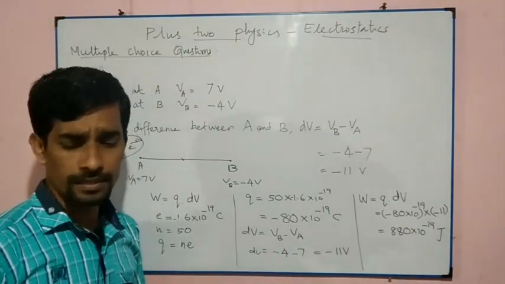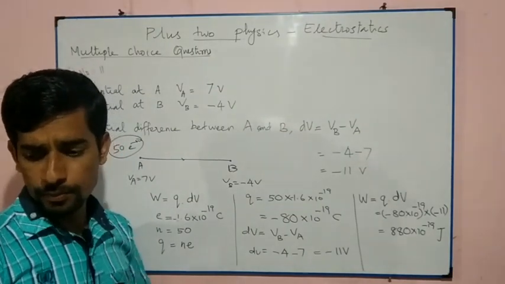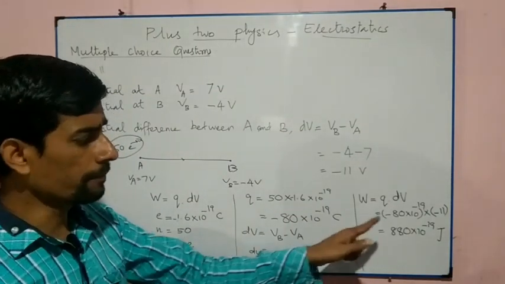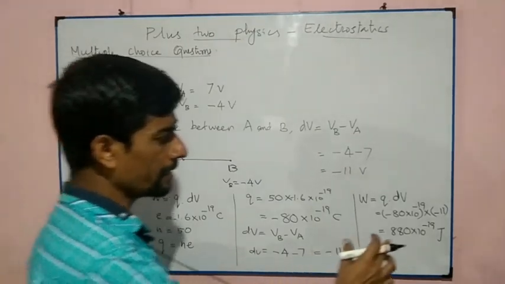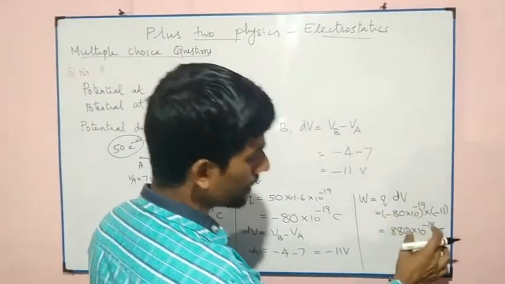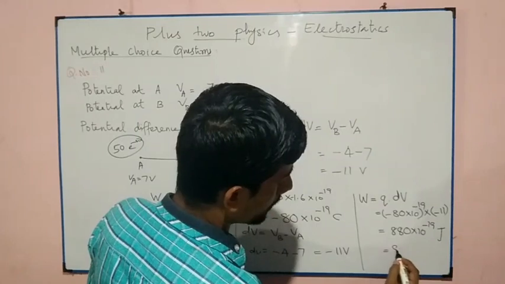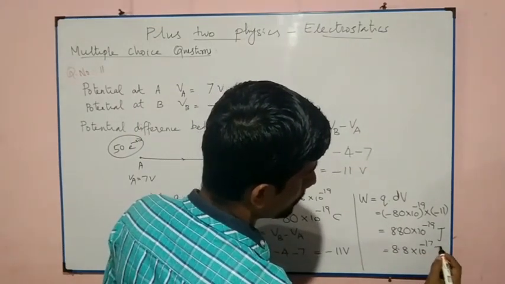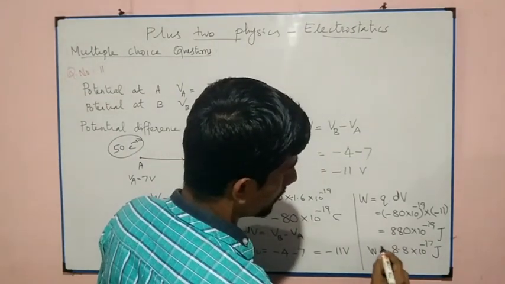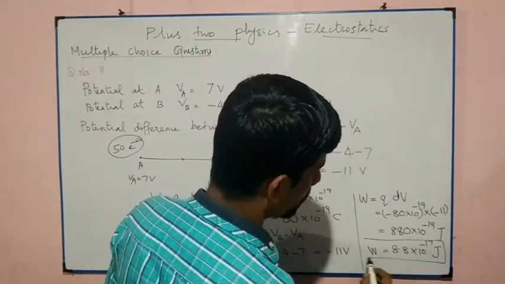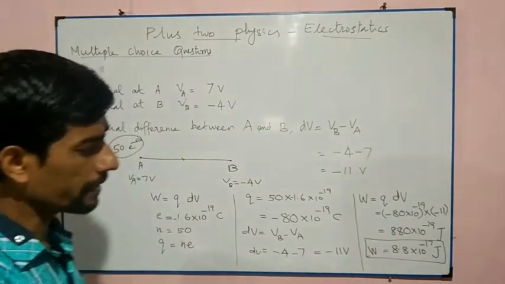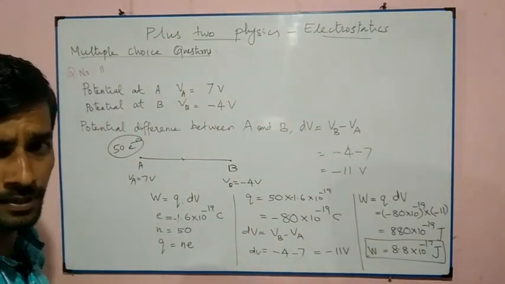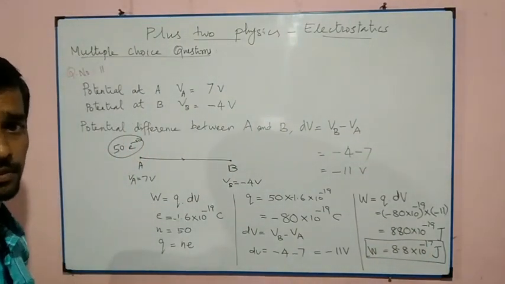But in our question, the options are given as 8.80 into 10 power minus 17. So we can convert this in terms of 10 power minus 17. So we get 8.8 into 10 power minus 17 joule. This is the correct answer. W is equal to 8.8 into 10 power minus 17 joule. I hope you understood the question.